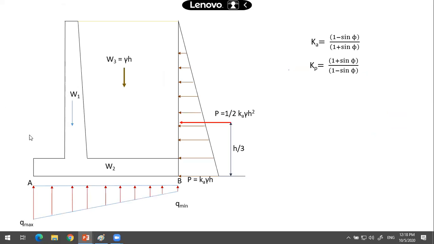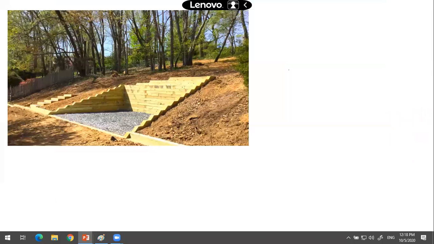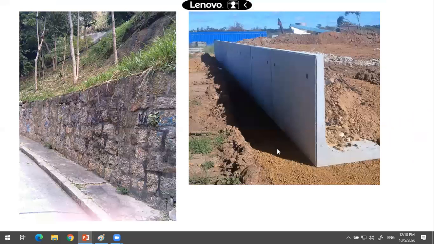The pressure due to this filling over the toe slab will try to increase the stability of the retaining wall. So we need to check the retaining wall for the worst possible condition, which is in the early stages of construction. Here, no filling is done. Later, some filling may come in this portion here.